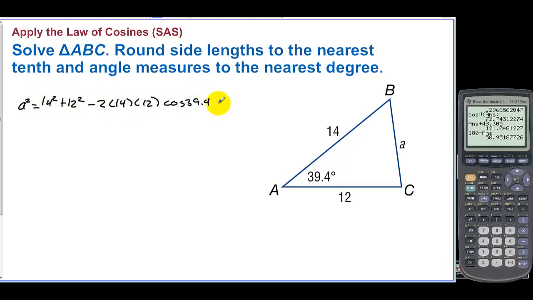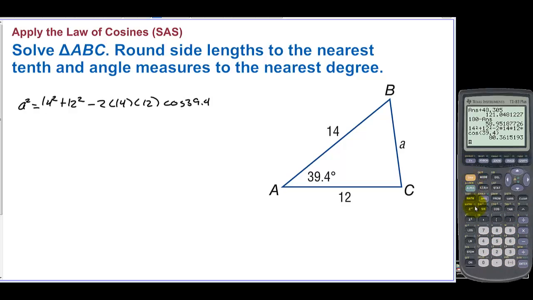This one's nice because you can just go right down the line, and we'll have to square root in the end. We have 14 squared plus 12 squared, and then minus 2 times 14 times 12, and then times the cosine of 39.4.